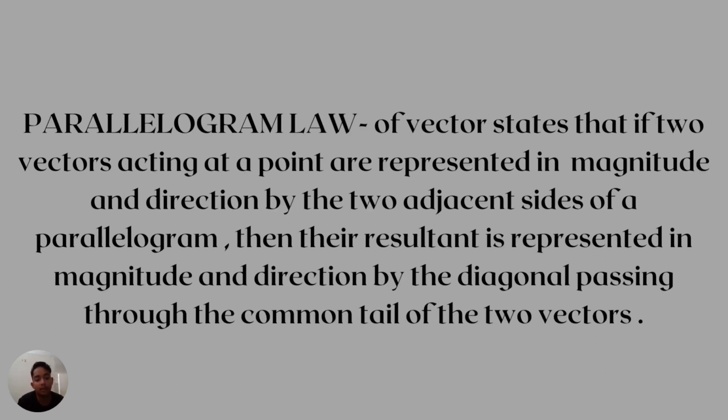Parallelogram law of the vector state that if two vectors acting at a point are represented in magnitude and direction by the two adjacent sides of the parallelogram, then their resultant is represented in magnitude and direction by the diagonal passing through the common tail of the two vectors.